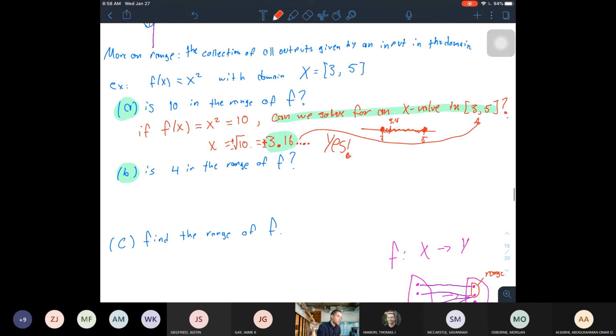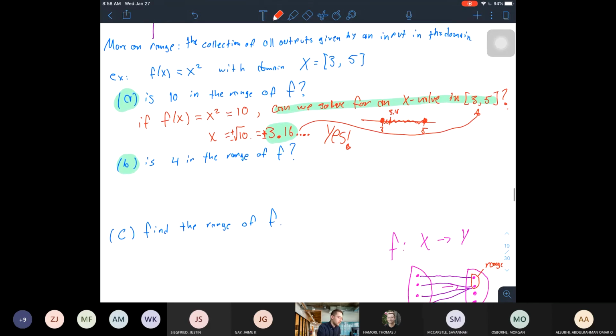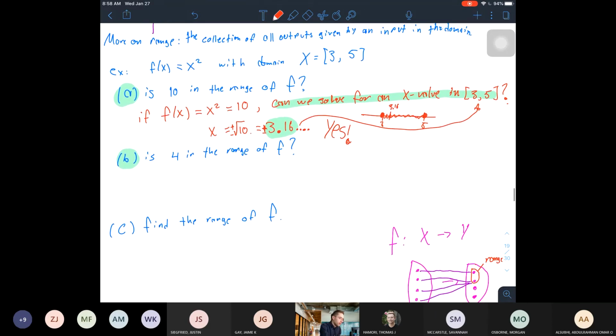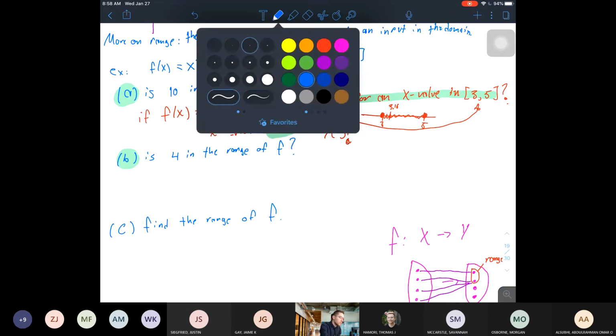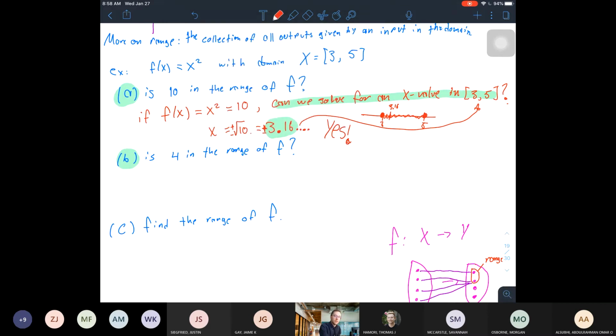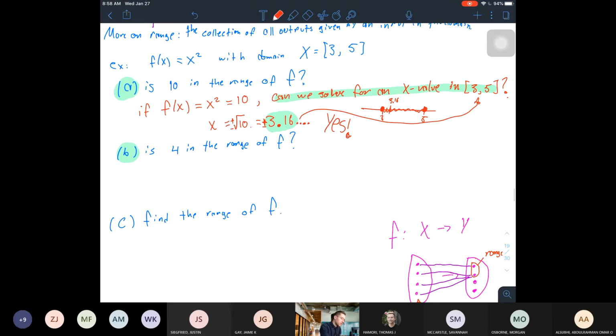Okay, so let's try to answer the same question for the number 4 here. Okay, so if we do that, all we have to do is check if we have x squared equals 4 and we solve for x, will that number be in between 3 and 5? Well, if we solve this, we would get x is equal to plus or minus 2.